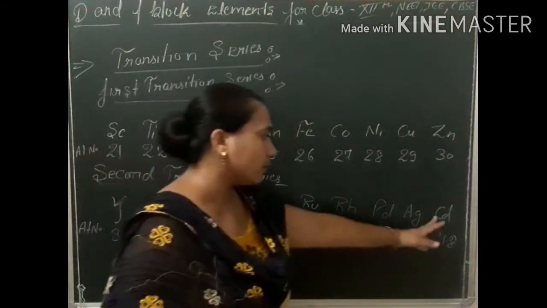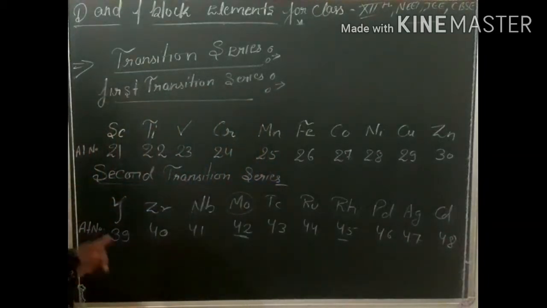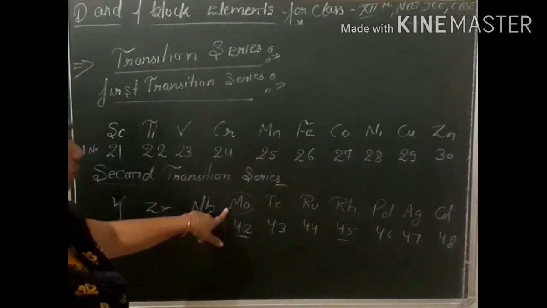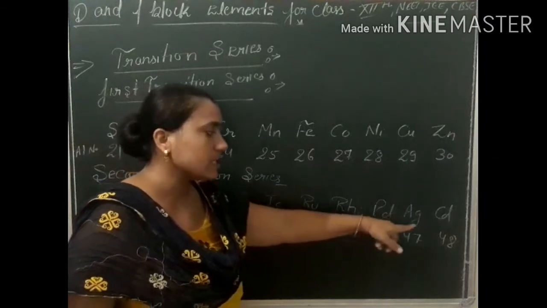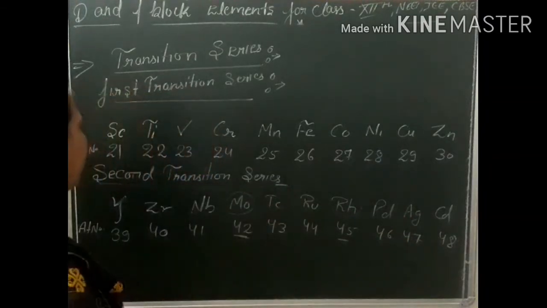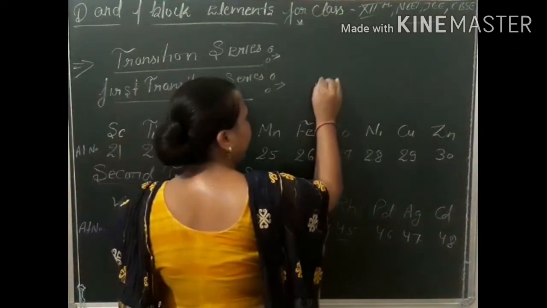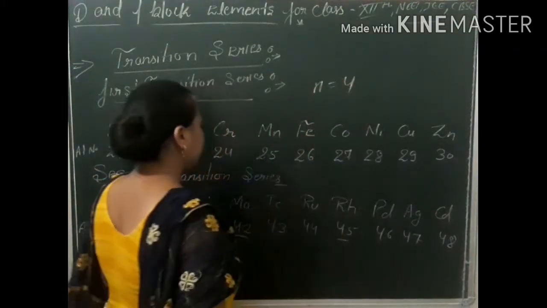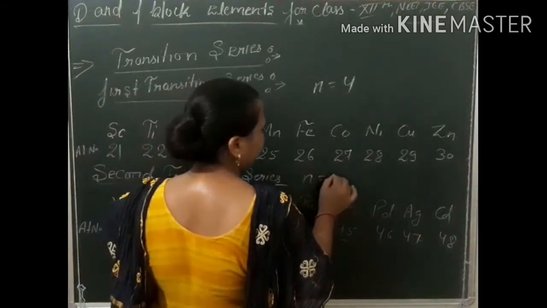The atomic number of cadmium is 48. First, let us revise the names of these elements: yttrium, zirconium, niobium, molybdenum, technetium, ruthenium, rhodium, palladium, silver and cadmium. In the first transition series the value of n is 4, and for the second transition series the value of n is 5.